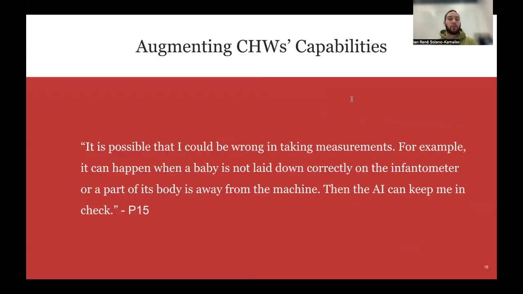Lastly, we found that explorable explanations served as augmentation tools for CHW's capabilities. Here, P15 states, "It's possible that I could be wrong in taking measurements. For example, it can happen when a baby is not laid down correctly on the infantometer, or part of its body is away from the machine. Then the AI can keep me in check."